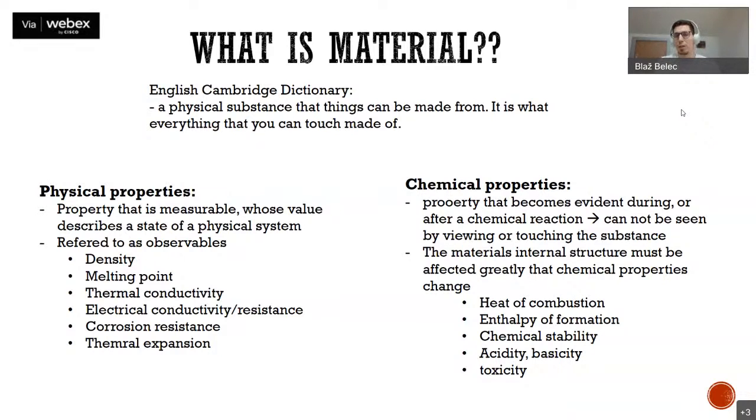On the other side, we have chemical properties of those materials. Those are properties that become evident during or after a chemical reaction. We cannot see or touch the substance when it undergoes a change of chemical properties, but we see the result. These include heat of combustion, enthalpy of formation, and chemical stability. So these we can also measure indirectly.